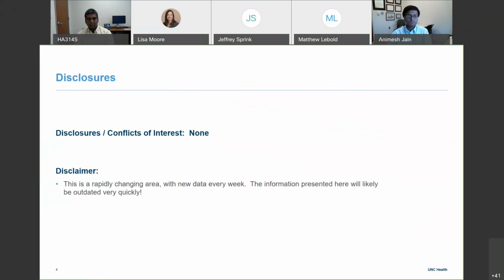Next slide. I have no relevant disclosures or conflicts of interest. A quick disclaimer, however, as you all know, this is a very rapidly changing area. There's new data coming out every week. I picked up my new edition of Gastro from yesterday, and there are new articles on this topic. So the information here will probably be out of date very, very quickly. Definitely by the end of the month, there'll be new stuff coming out.